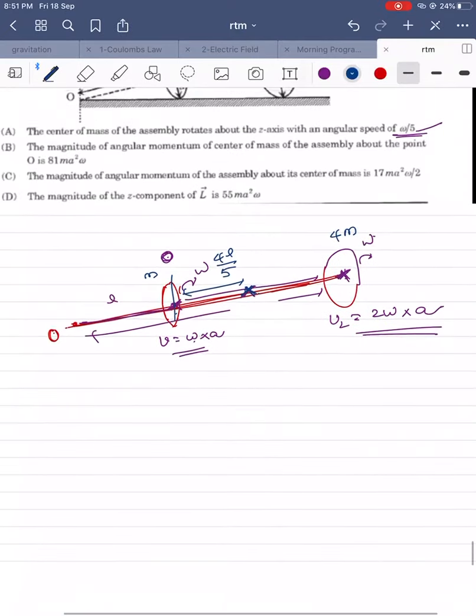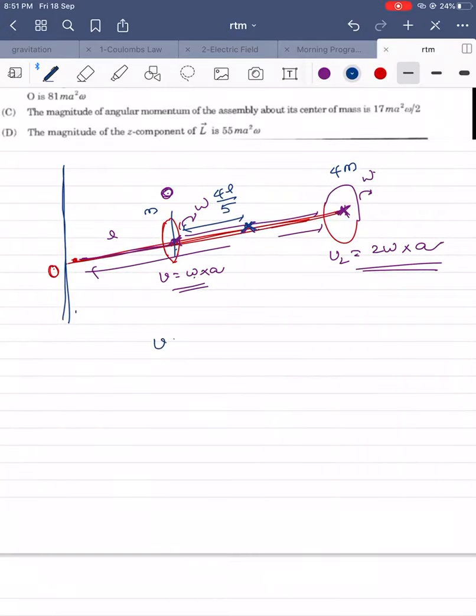He is asking about the center of mass about the z axis, and the z axis is in this direction. First let's get the velocity. We know the velocity is omega into a at length L, and the velocity is 2 omega a at length 2L. I want 4L by 5 plus L, so the center of mass location is 4L by 5 plus L, which is equal to 9L by 5. Okay, what is the velocity here?